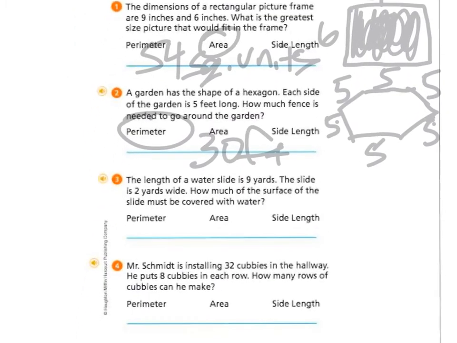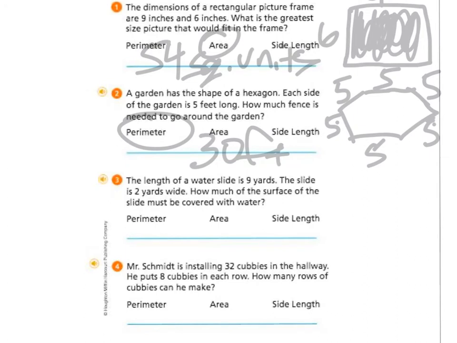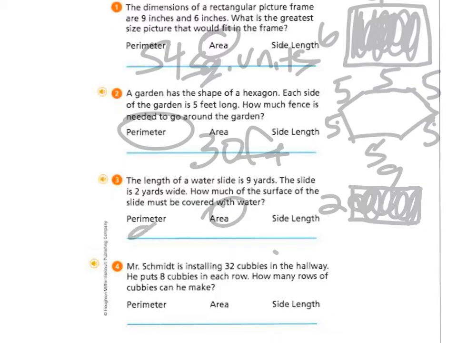All right, I will actually keep going because we can do all of them on the first page, which is fine. The length of the water slide is 9 yards. The slide is 2 yards wide. So it's just a 9 by 2 rectangle. How much of the surface of the slide must be covered by water? So they're talking about the inside, also area. So 9 times 2 equals 18. And in this case, they're using yards, so it'd be square yards.